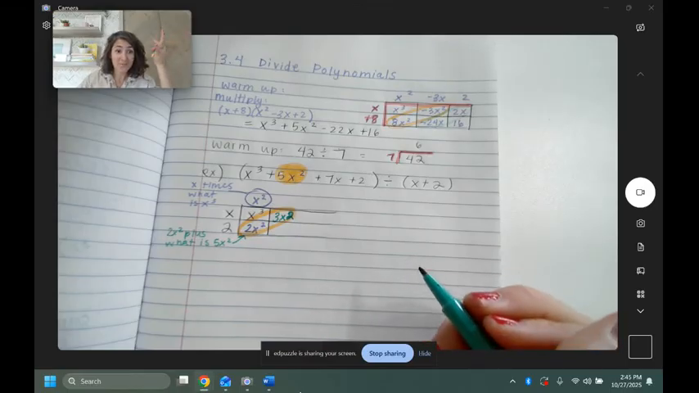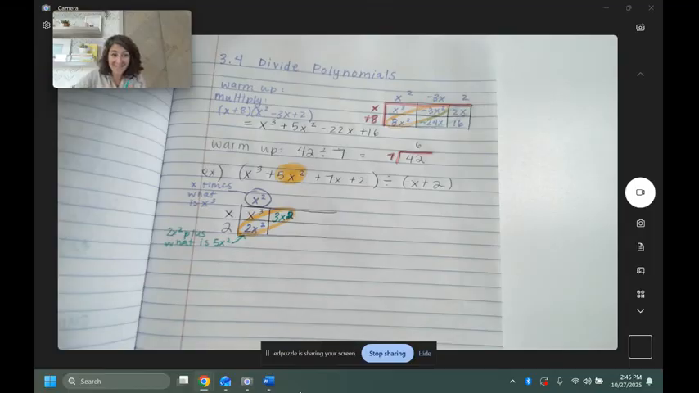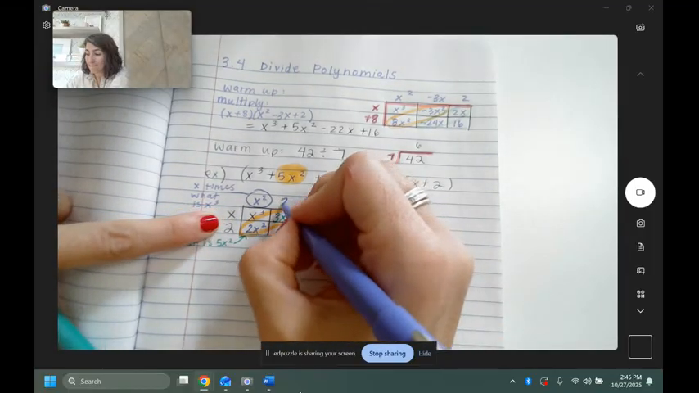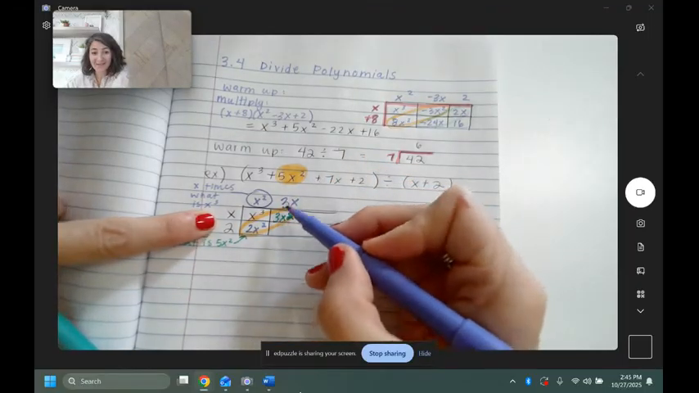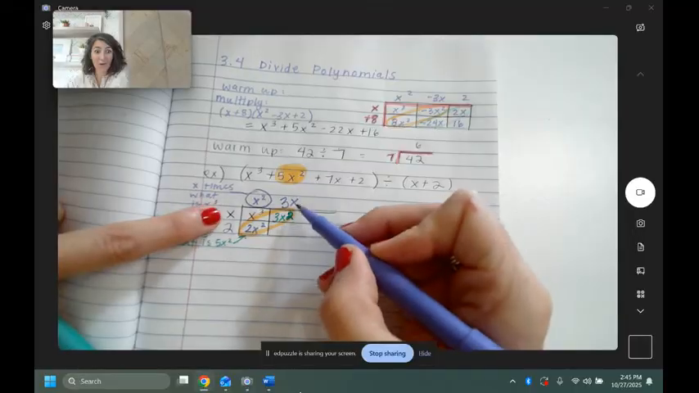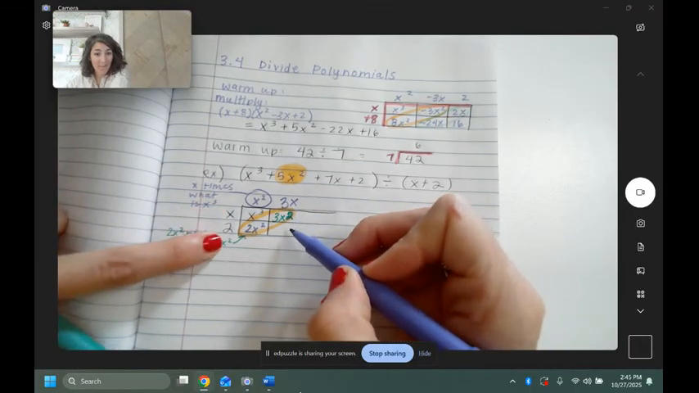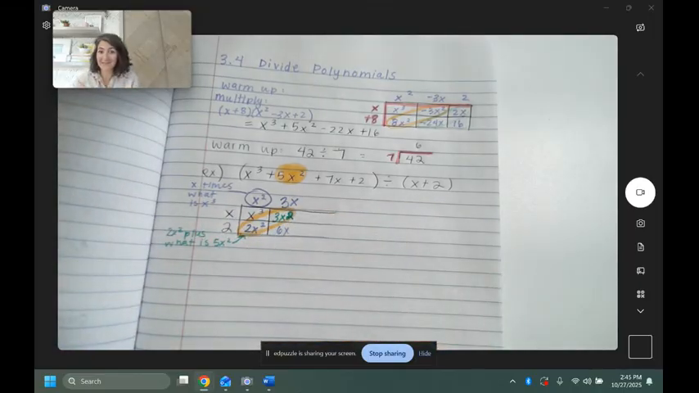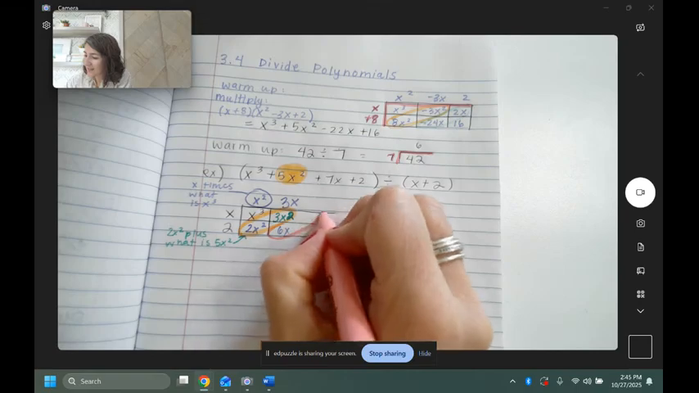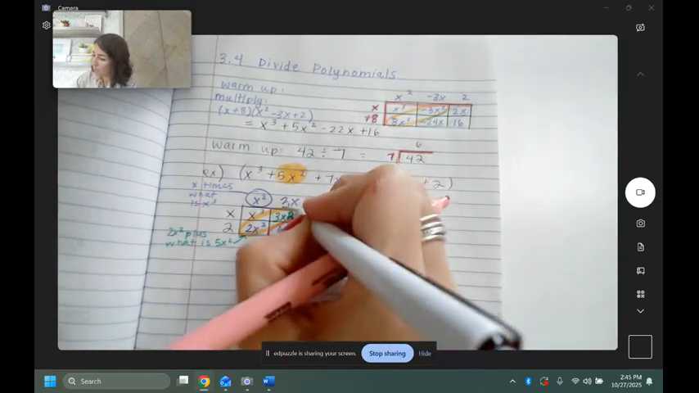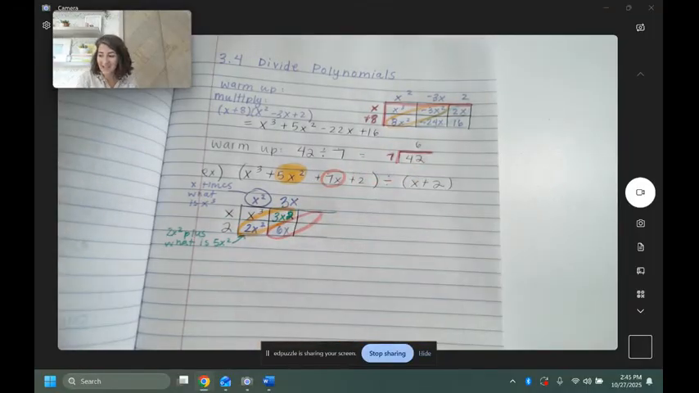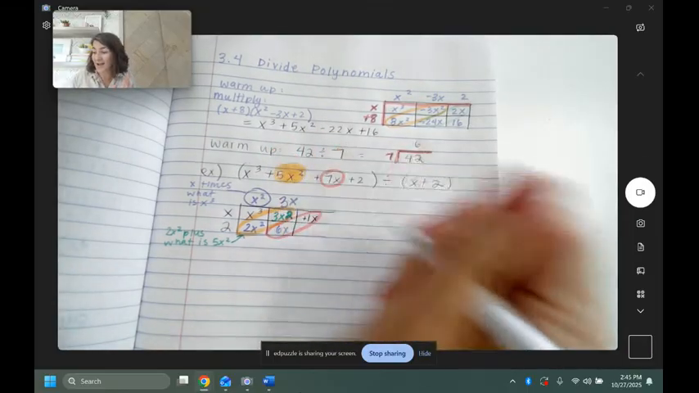Now I'm going to start over. X times what is 3x squared? 3. And then I need 2 x's. I only have 1. So 1 more x, 3x. Multiply it normally. 3x times 2 is 6x. Then start this one again. 6x plus what is going to give me 7x? 1x.